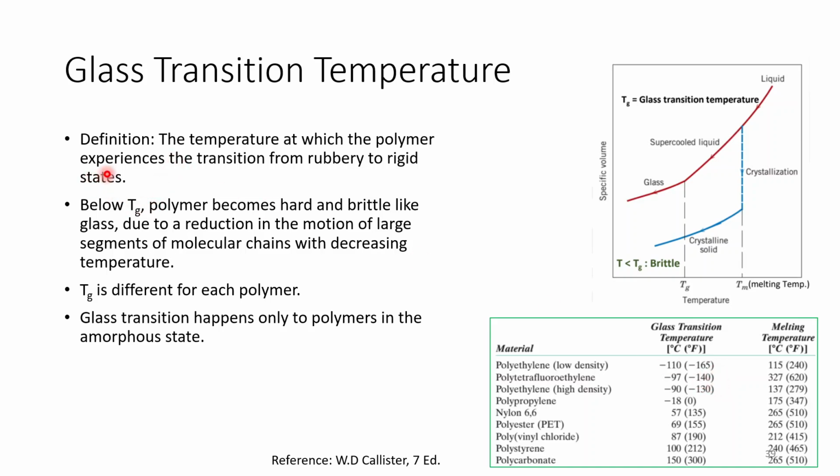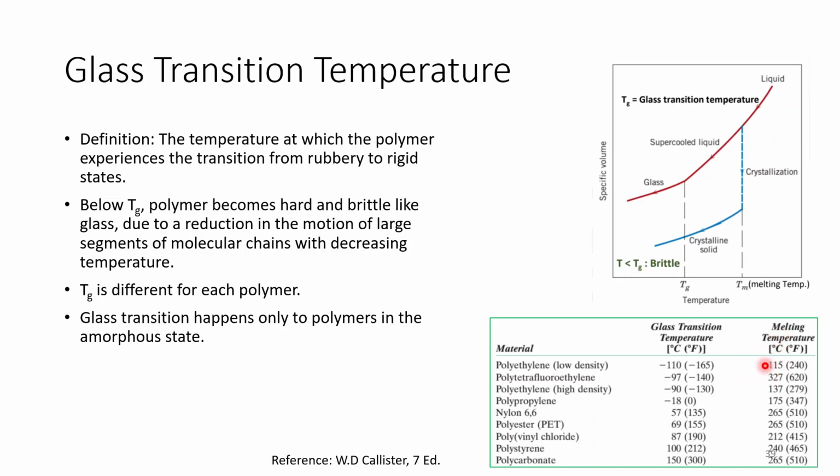So glass transition temperature definition can be given as the temperature at which the polymer experiences the transition from rubbery to rigid states. And below Tg, your polymer becomes hard and brittle like glass due to the reduction in motion of the large segments of the molecular chains with decreasing temperature. And the Tg is different for each polymer. Glass transition happens only to polymers in the amorphous state. Now for low density polyethylene, you have glass transition temperature of minus 110 degrees.